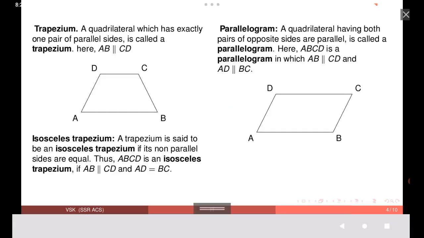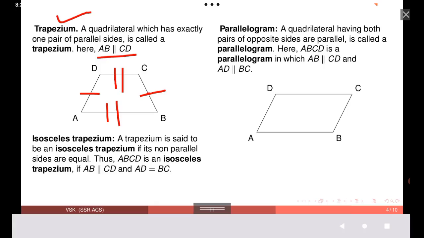Now there are different names for a quadrilateral. One is called the trapezium. A quadrilateral which has exactly one pair of parallel sides is called a trapezium. Here you can see this side is parallel to this side. These two are not parallel. So one pair should be parallel, and it is called a trapezium.